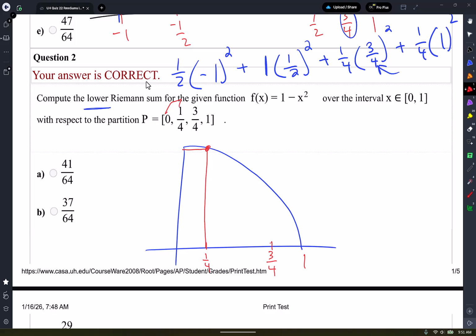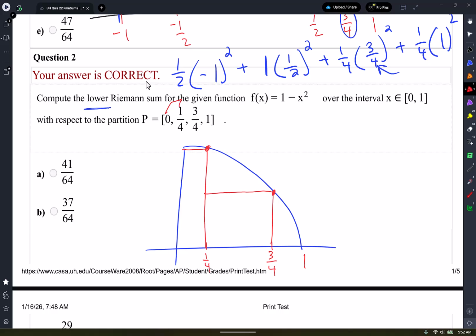I see. Between 1/4 and 3/4, it says lower. Where do I have the lowest point on that curve? What x coordinate? Oh, you meant 0 between 0 and 1/4. I didn't say that? I thought you said 1. Oh, my bad.